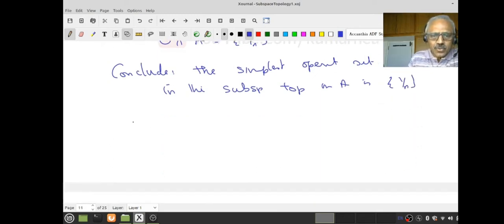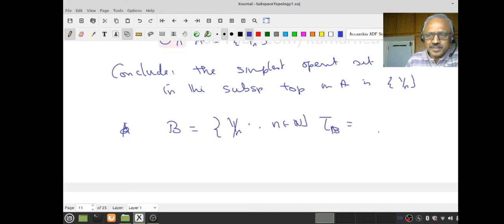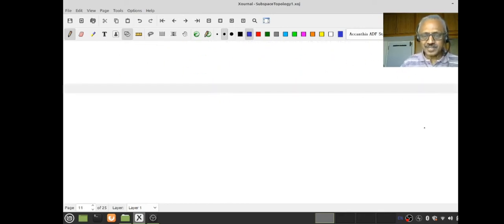So let us look at B equal to only 1 by n as n varies over the natural numbers. What is the subspace topology on B? That argument shows each singleton 1 by n is open in the subspace topology. Therefore this is nothing other than the discrete topology. Do you understand that? But in A it's not the discrete topology. Why? Let's look at 0. Suppose 0 belongs to V. This is open in tau A.